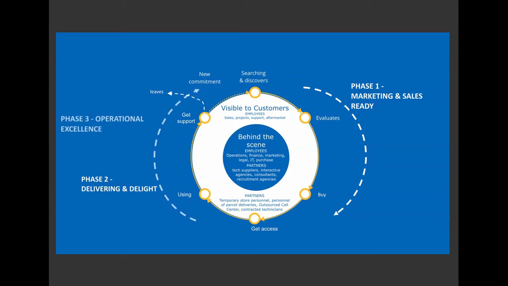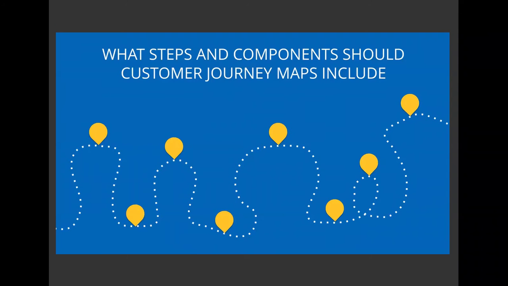But the ecosystem then, if we take the layers of the ecosystem here, what is visible to customers, employees? Yes, you have sales, you have projects, you have support, you have the aftermarket, and also you have partners, maybe temporary store personnel in your retail stores. You have other personnel from parcel deliveries. You have outsourced call centers maybe, and you have contracted technicians to help the customer with the TV or something like that.